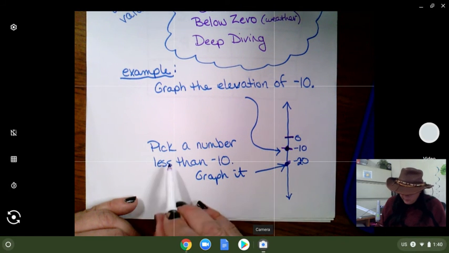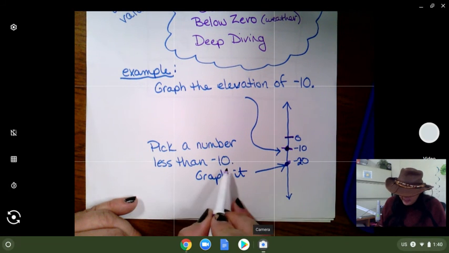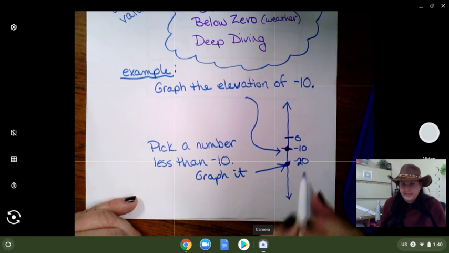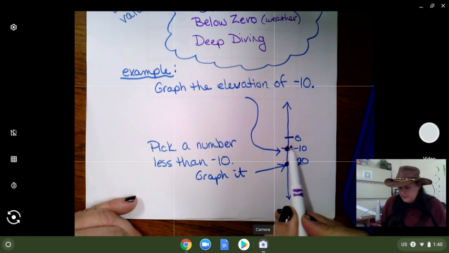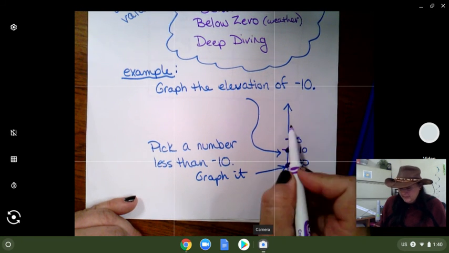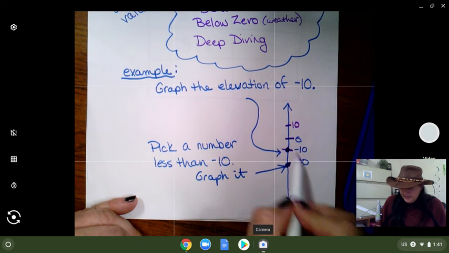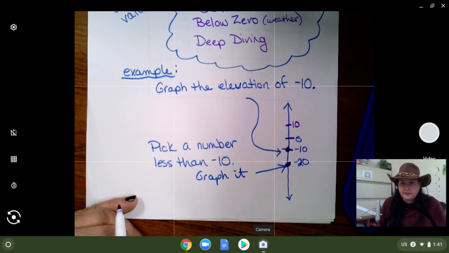And then we are going to pick a number less than a negative 10 and graph it. And I picked a negative 20. You could have picked a number like negative 12, but here I was going in groups of 10. So I just picked the next group down would be a negative 20.